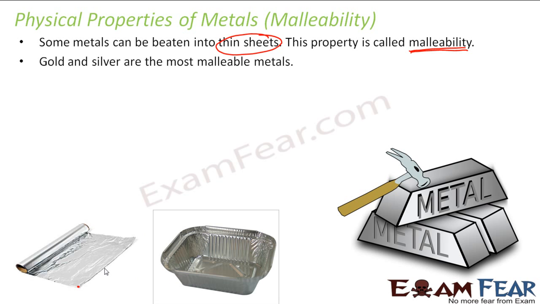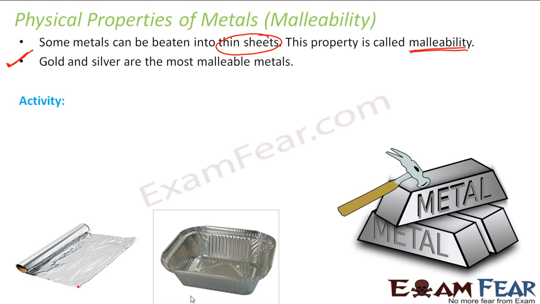Gold and silver are the most malleable metals, but they are not used for aluminum foils. Why? Obviously because it's very costly. You can't afford an aluminum foil to wrap your food and throw it, because it's very costly. So generally we use aluminum because it's a little cheaper, right?